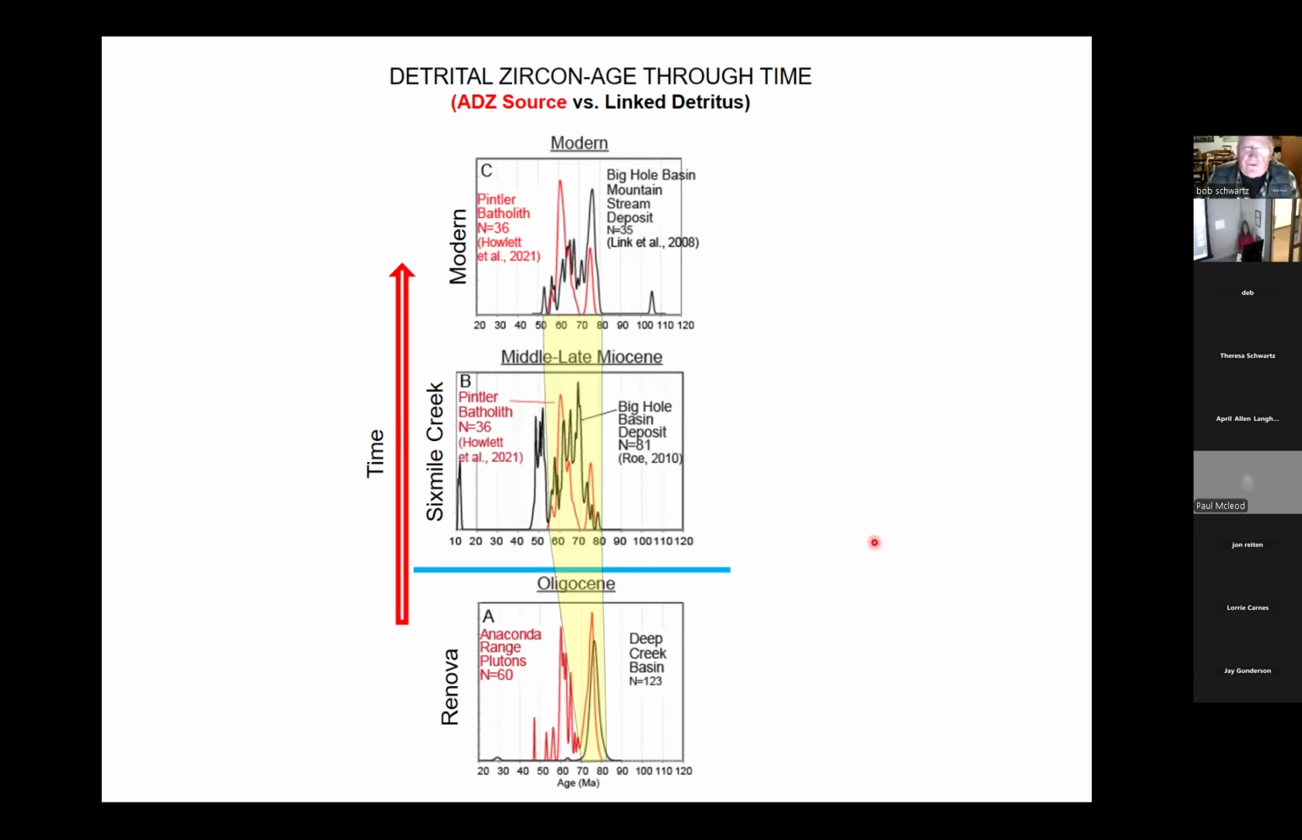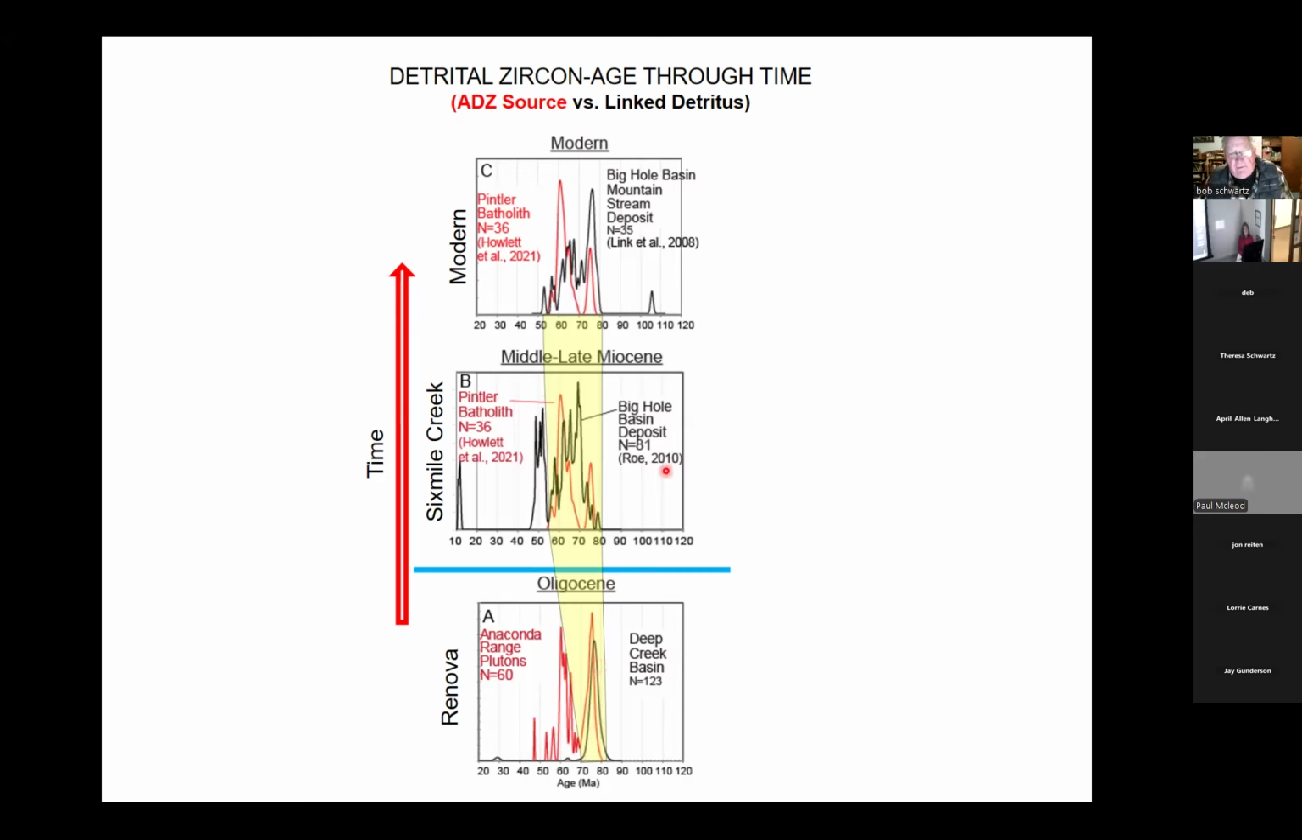Let's look at this through time, and we can't do a very good job, but we can do a job, get some idea. Down here at the bottom, we have the Deep Creek Basin data. We just looked at that in the previous slide. Here's the multimodal Anaconda Range plutonic data, the single mode in the detritus. And it turns out there's only a couple samples available.